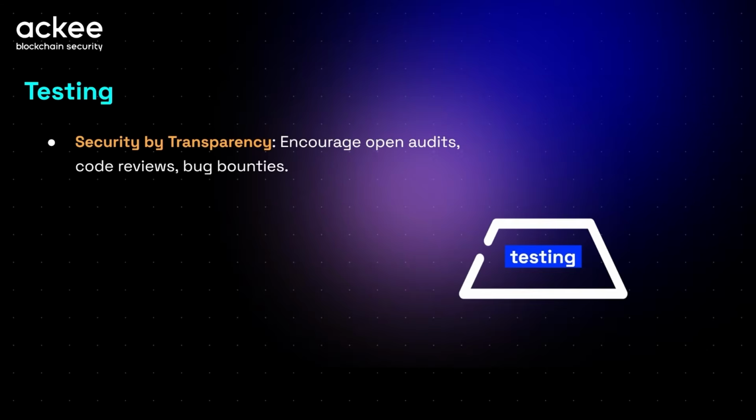So security by transparency is the first point you can actually implement. There is, I think, Code4rena. You can list the project here, and you can have the independent audit here.